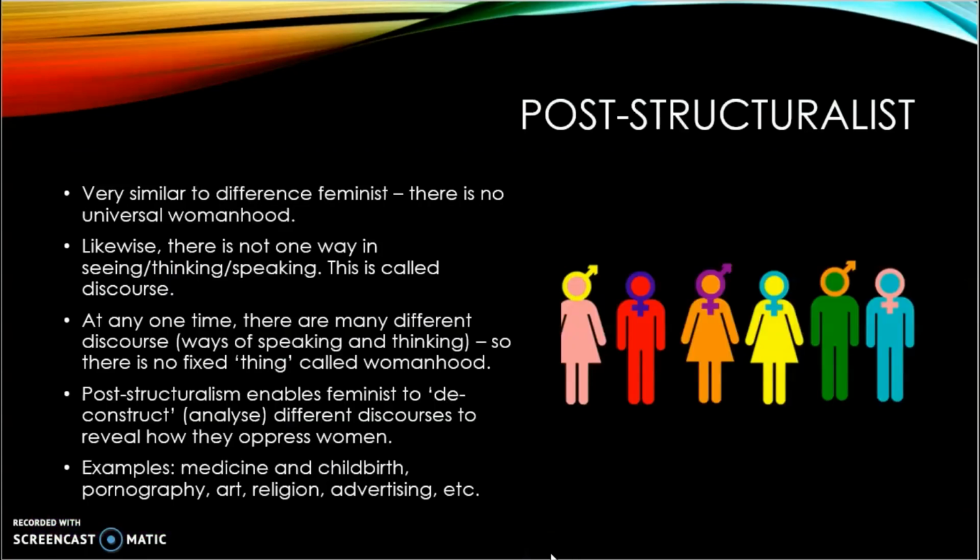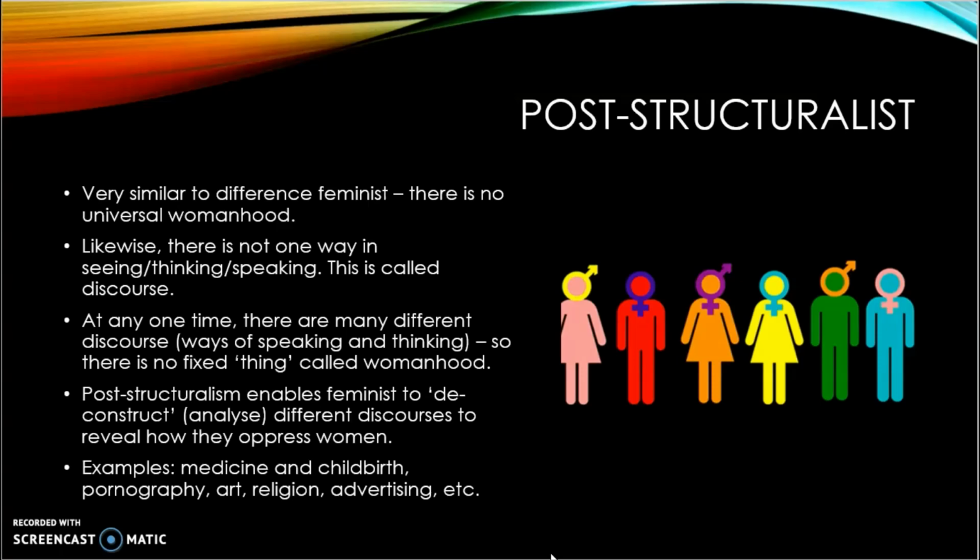And as a development from difference feminists, we've got post-structuralists. Now, they're very similar to difference feminists. There is no universal woman. They're not all the same. And there's not one way of seeing, thinking, or speaking about women. Okay, so seeing and thinking and speaking about the world is called a discourse, and at any one time there are lots of different discourses, different ways of thinking and speaking about things in general, and they apply it to the study of women. So there is no fixed thing called womanhood. There is no fixed way of speaking about women and thinking about women.